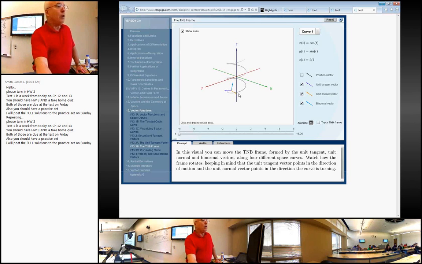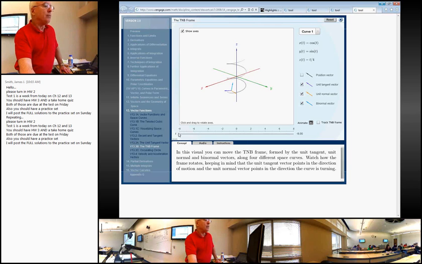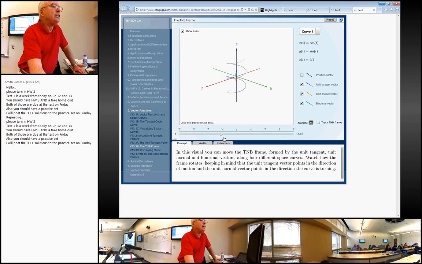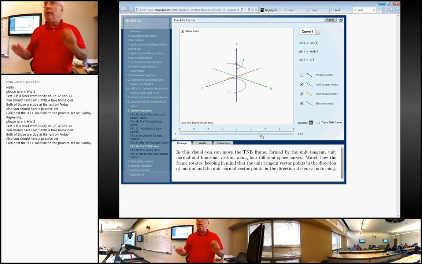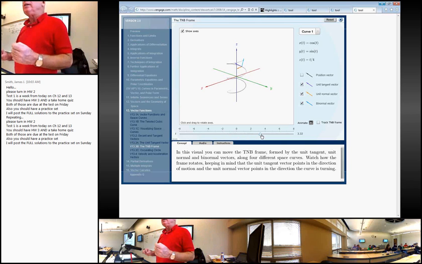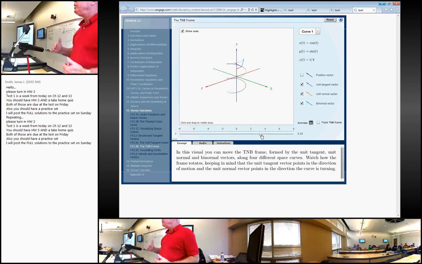So let me start moving this thing along. As we move this along, of course, our purple tangent vector is going to change directions, and as it changes directions, our orange normal vector and the blue binormal vector all change directions. But for every single point, they maintain the fact that they are all perpendicular to each other.